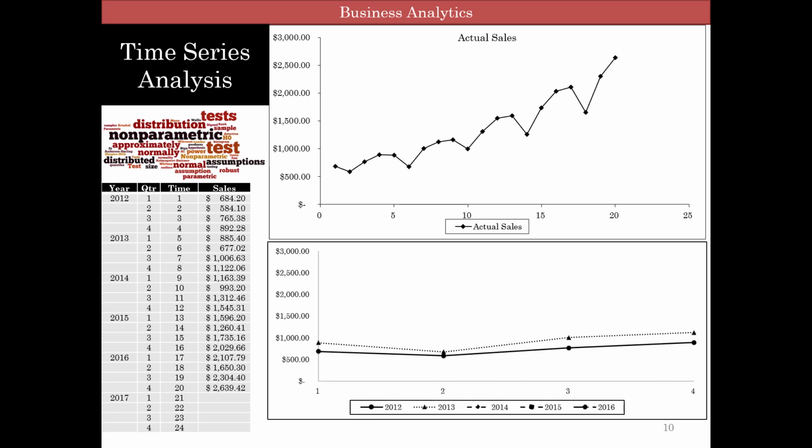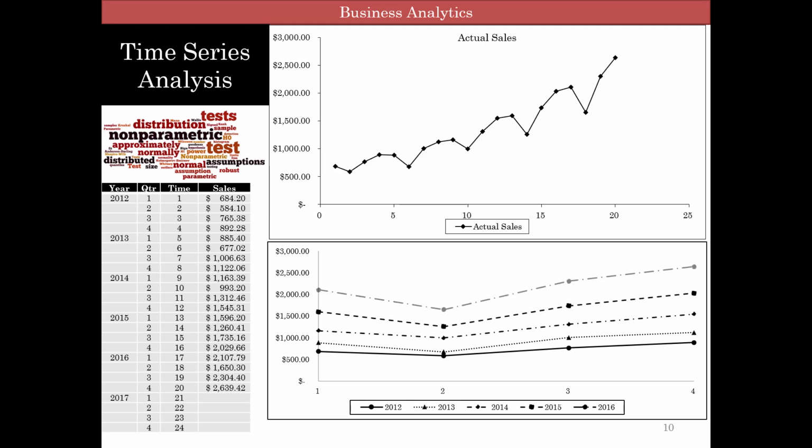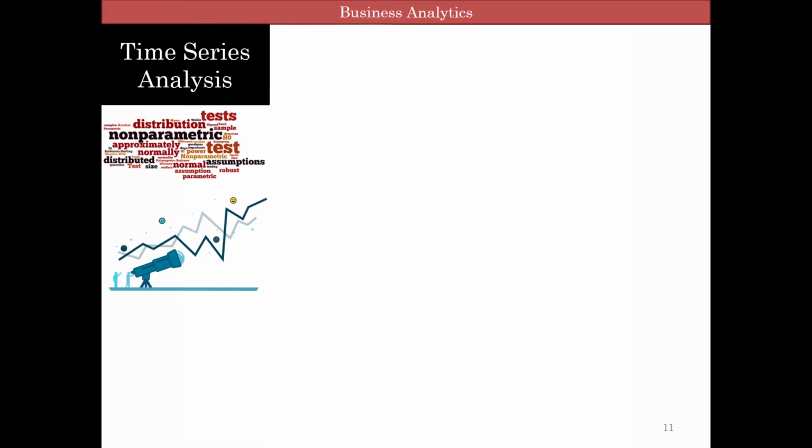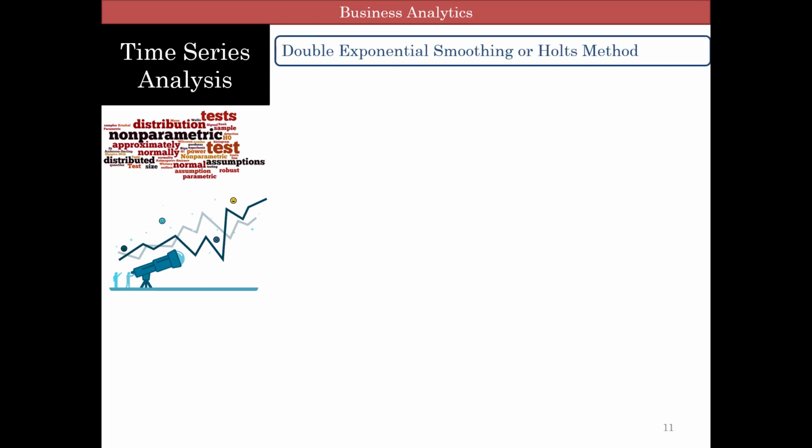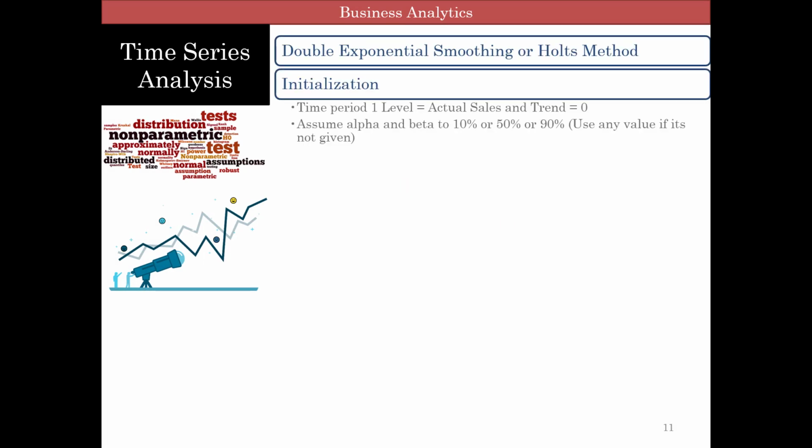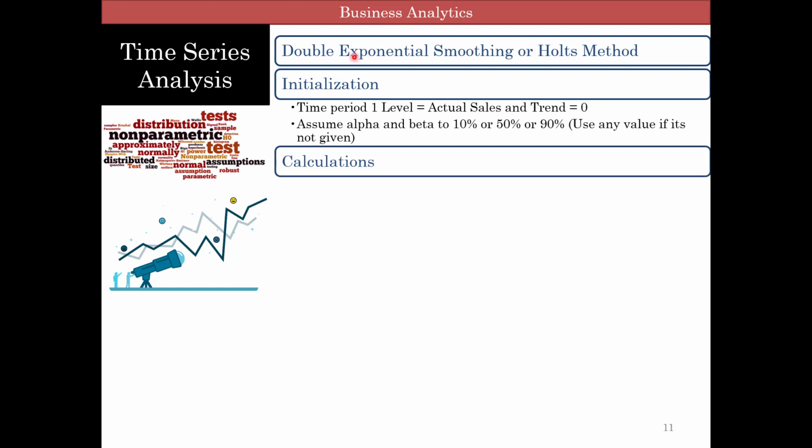So we are now going to look at Holt's method for the same data set. And we're going to see how we're going to do Holt's method. This is also called double exponential smoothing. So the first initialization, you've got to do an initialization where we are going to assume the trend is 0. Alpha and beta both, give it a single value like 10% or 50% or 90%. I prefer starting low because alpha, the smoothing factor, should be low.